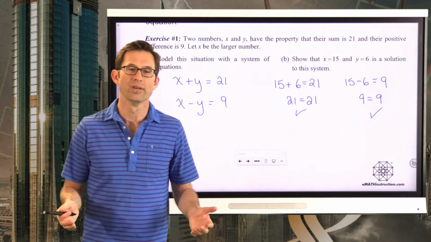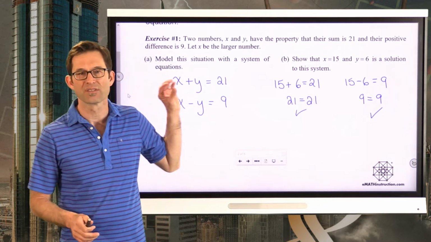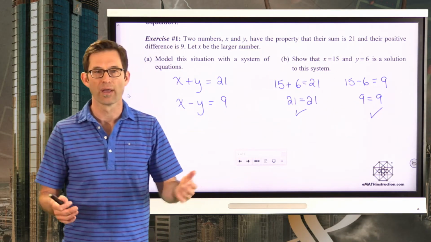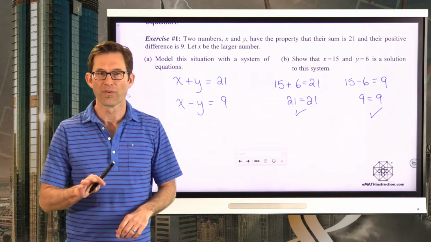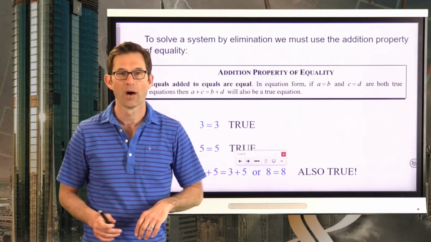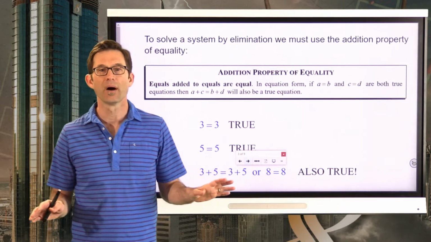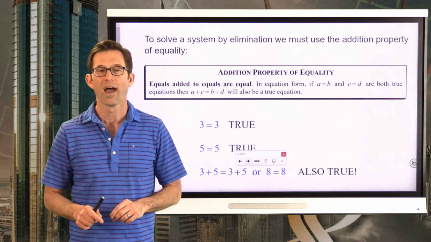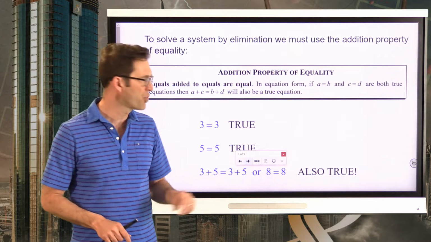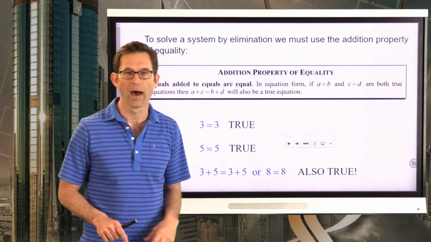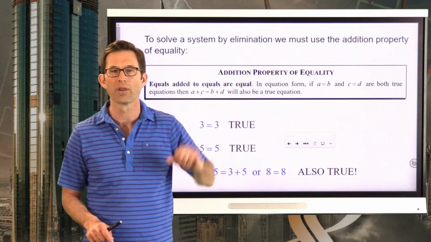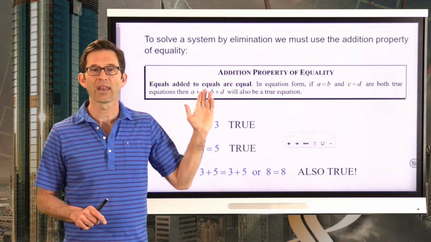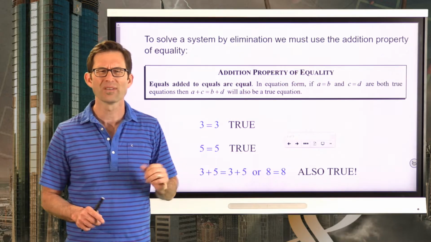Now, of course, the question is, what is this method that will allow us to take this system and produce these values algebraically? Well, before we do that, we've got to review something else. To solve a system by elimination, we must use what's called the addition property of equality. And like all properties of equality, it's pretty obvious when you think about it. But let's talk about what the addition property of equality is. It basically can be summarized like this: equals added to equals are equal. But what does that mean?